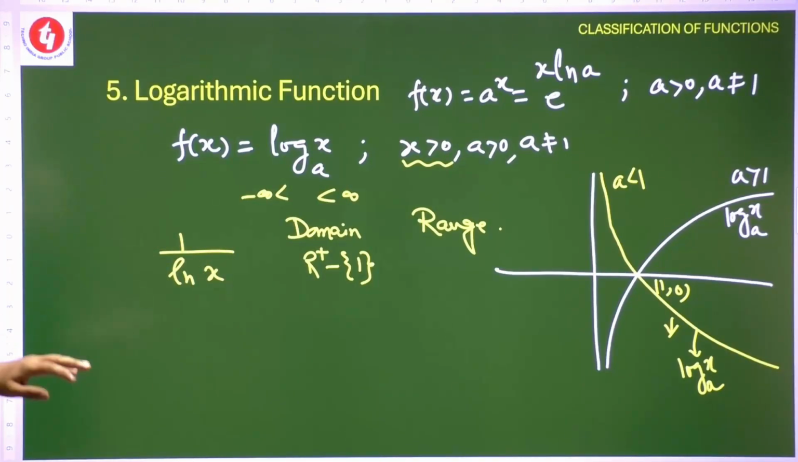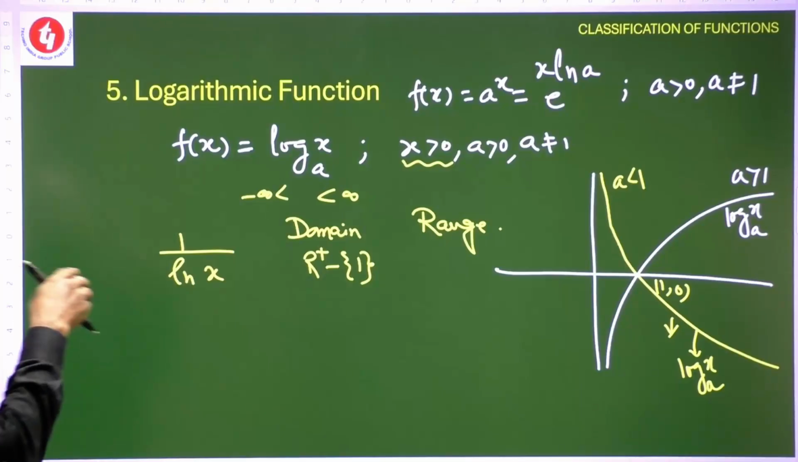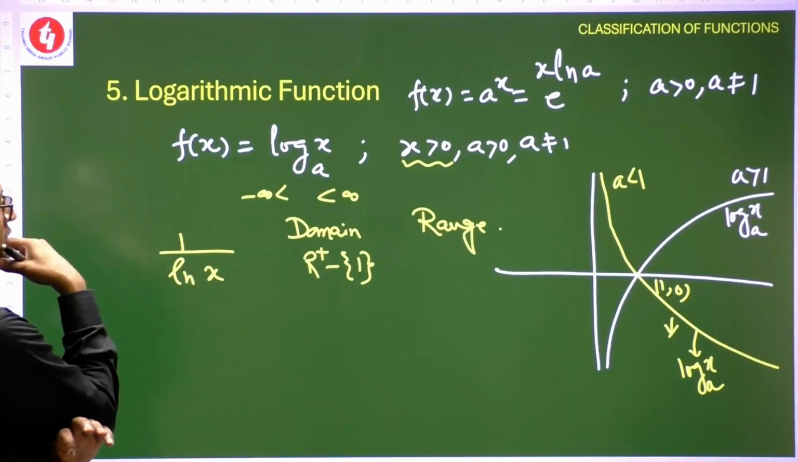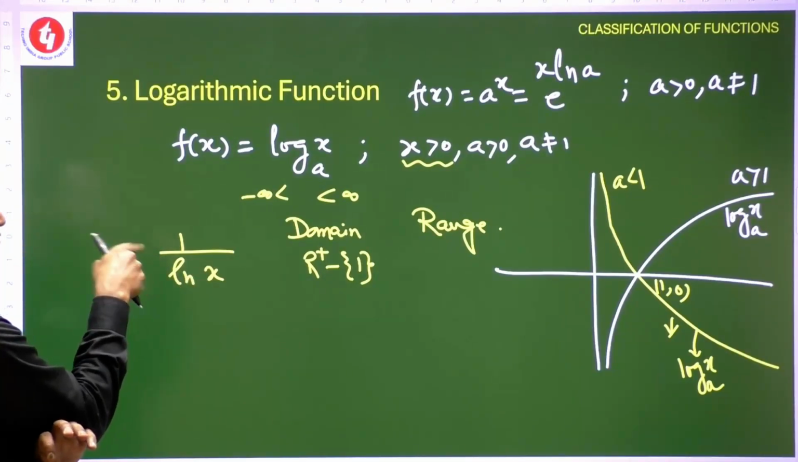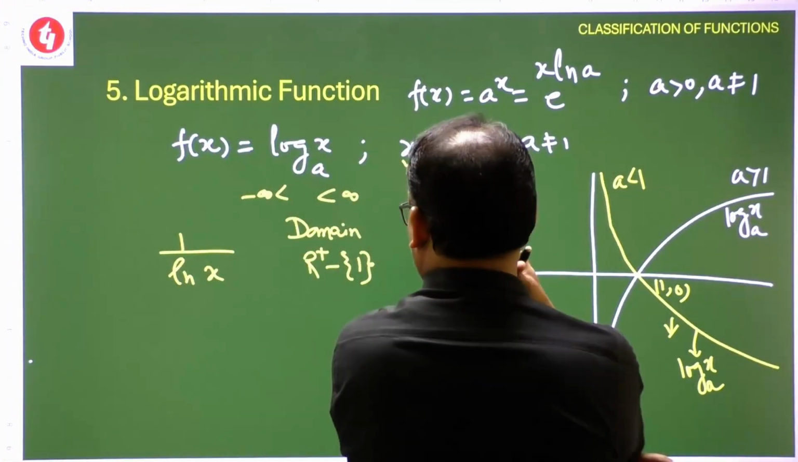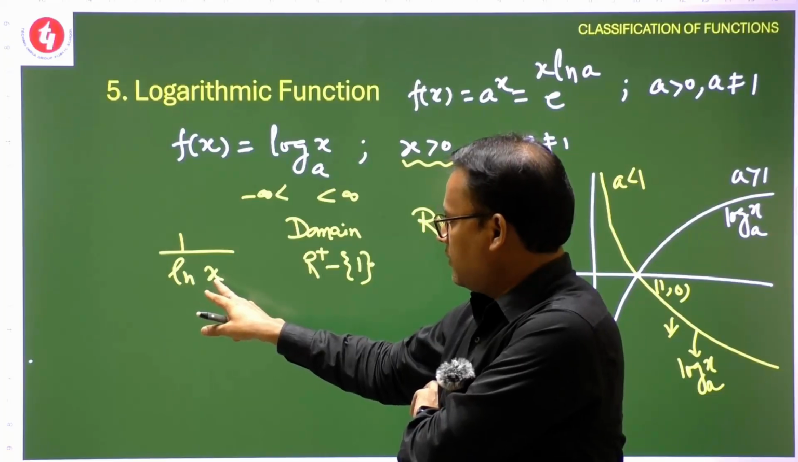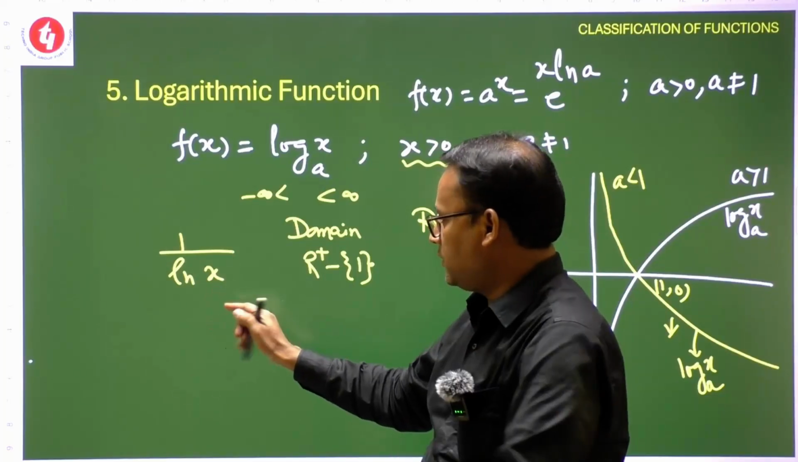Now if you want to calculate the range, what can you say about it? If I put x tending to 0, ln 0 is infinity in magnitude, and 1 by infinity is 0. If it is tending to 0 or infinity, then what will happen? Think about that.